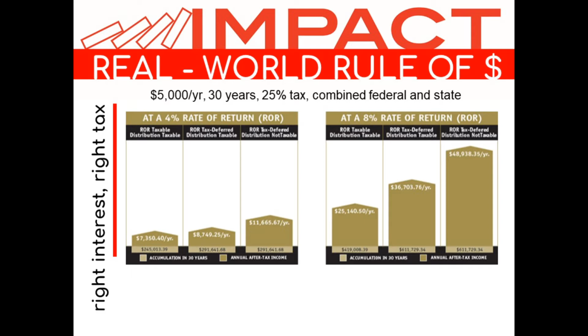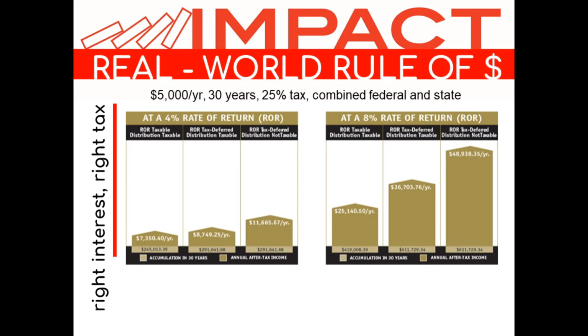Now, to show the drastic difference between the two, because it's the same amount of money going in every year, the same amount of time and the same tax, it's just where's the tax and what's the interest. Let's go over the one on the right at the 8% return. We have the rate of return tax deferred, as it says in the black bar at the top, and the distribution is non-taxable. So it's the exact opposite of the one on the far left, where the rate of return is taxable and the distribution is taxable. We get our rate of return tax deferred, no tax on the growth, and the distribution is not taxed.